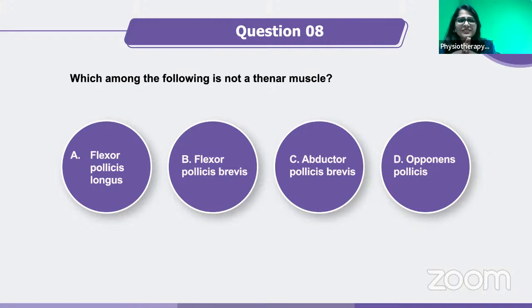Do you think D is not a thenar muscle? Which muscle is not a thenar muscle? Yes, flexor pollicis longus is not a thenar muscle. Why? Because flexor pollicis longus is coming from somewhere else.